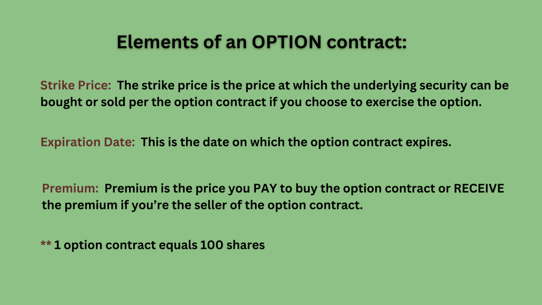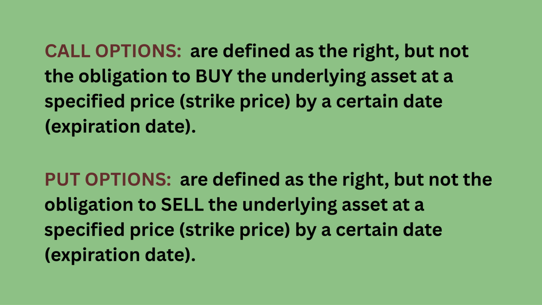Elements of an option contract. Strike price. The strike price is the price at which the underlying security can be bought or sold per the option contract if you choose to exercise the option. Expiration date. This is the date on which the option contract expires. Premium. Premium is the price you pay to buy the option contract, or receive if you're the seller of the option contract. Option contracts can be a call option or a put option.